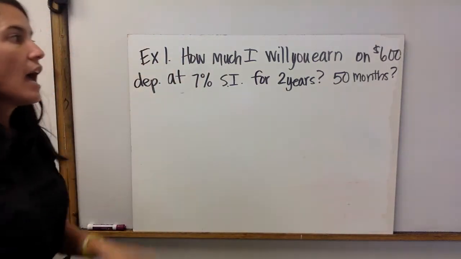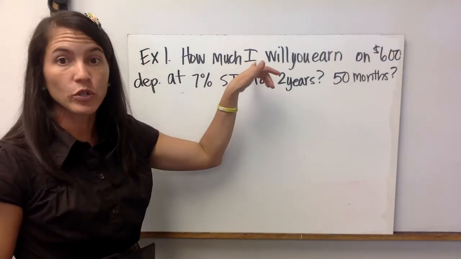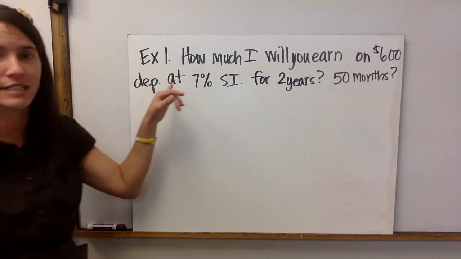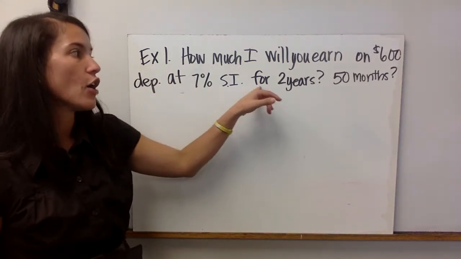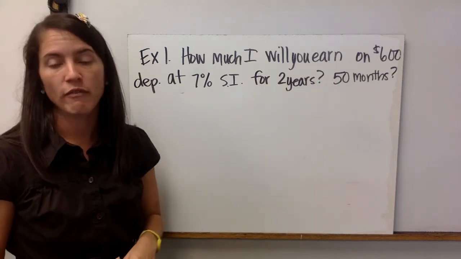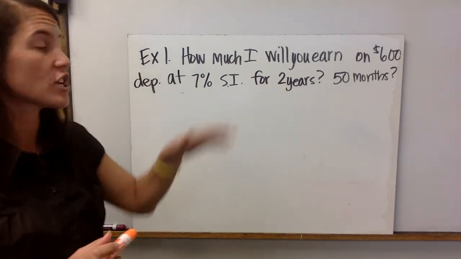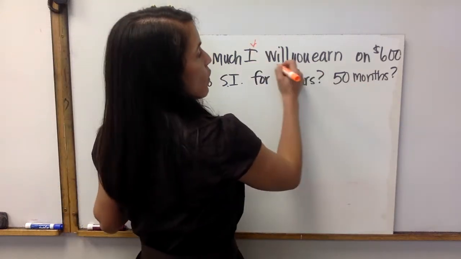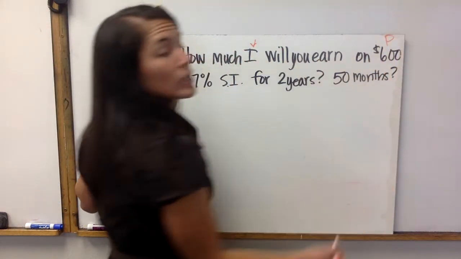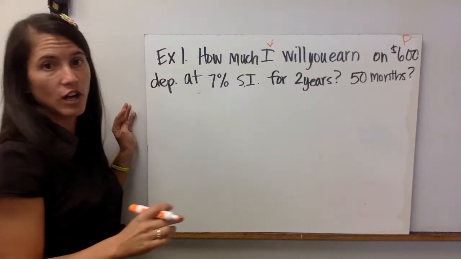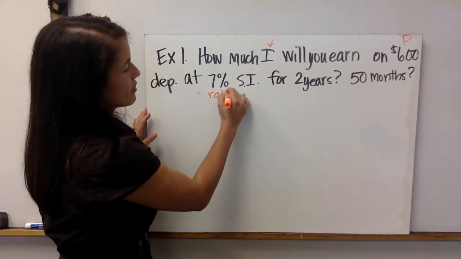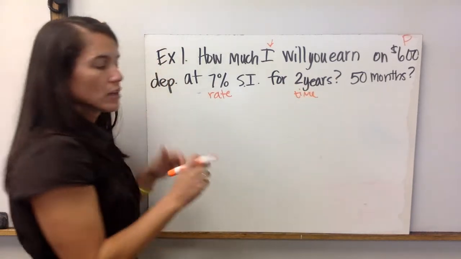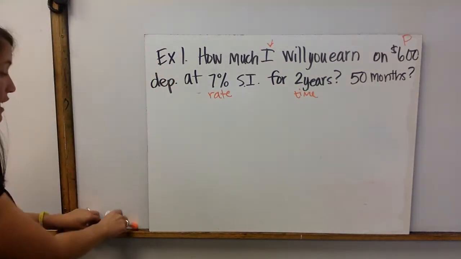Okay. How much interest will you earn on $600 deposited at 7% simple interest for 2 years? And then how much would you have after 50 months? So how much interest will you earn? So this is what we're looking for. Will you earn on $600? This is our principal. That's how much we're starting with, $600. Here's our rate, 7%, and then our time, 2 years. So it's just putting it into our formula.